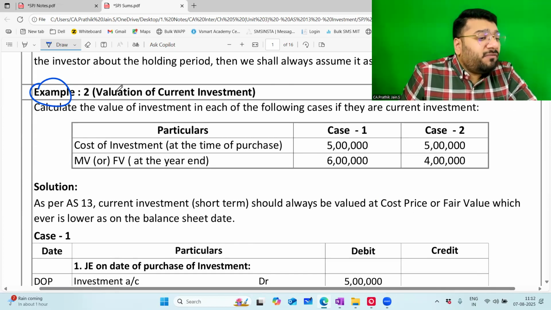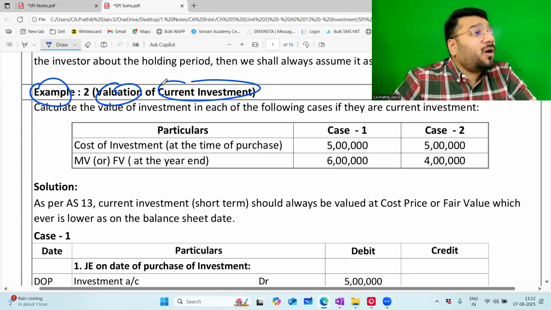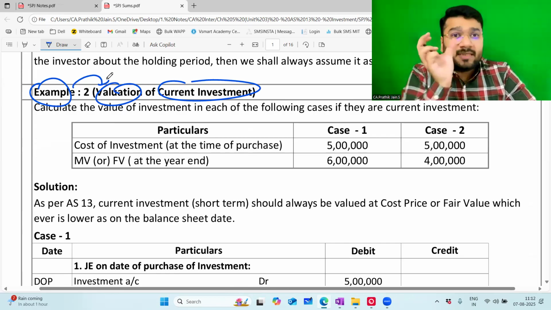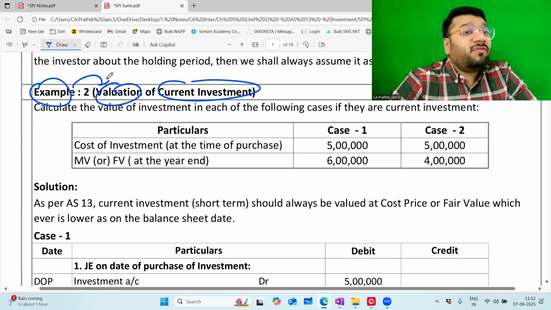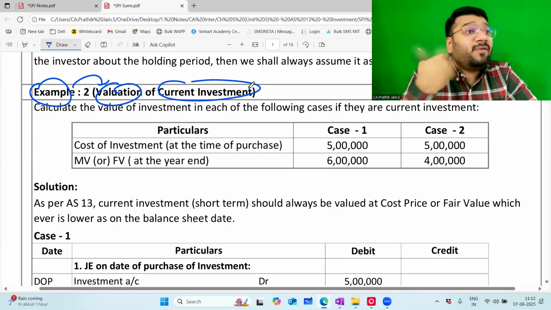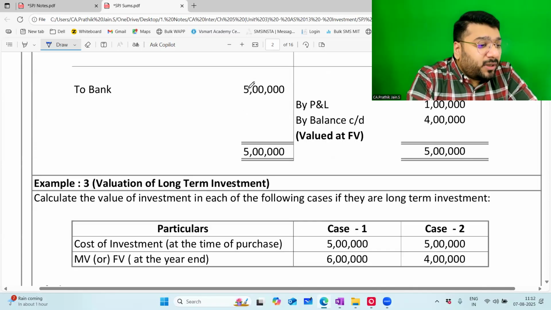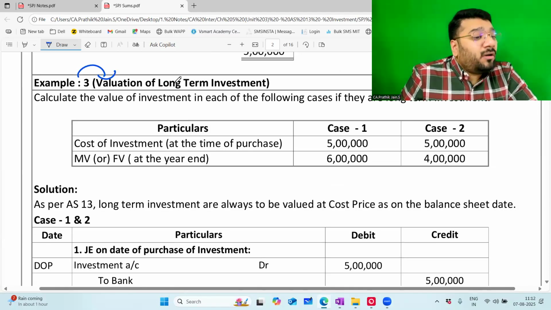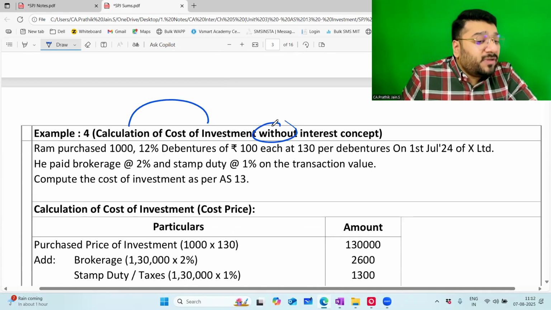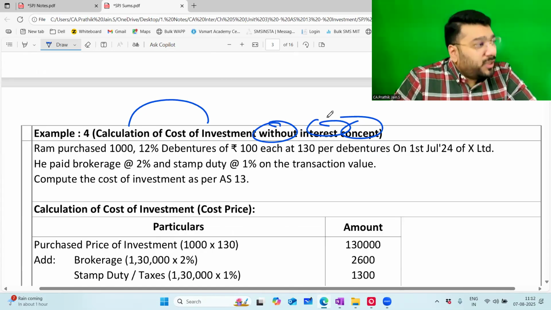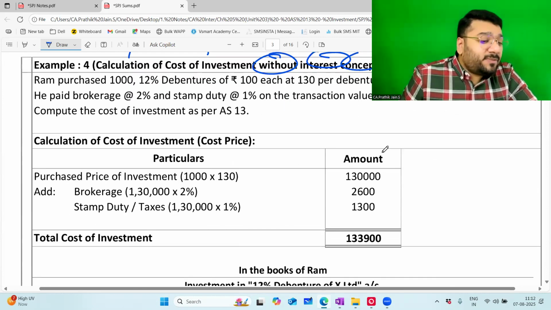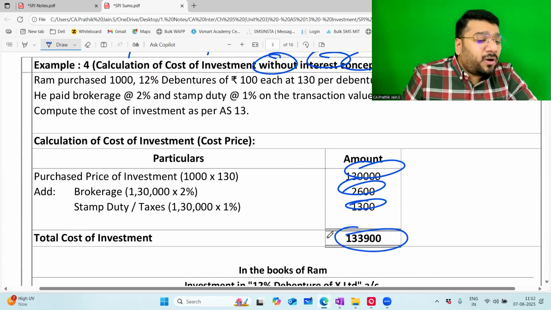Second example, we did valuation of current investment. It is valued at cost price or fair value, whichever is lower. So with example, I gave the description. So in this question, what can you find? What can you learn? Besides the example, I gave you the information in bracket, in this particular example, what are we going to learn? Example 3, what did we learn, people? How to do valuation for long-term investments. In example 4, what did we learn? How to calculate the cost of investment without the interest concept. Today I'll be discussing with interest concept. So we learned that purchase price, add brokerage, add stamp duty, that is the cost of investment.